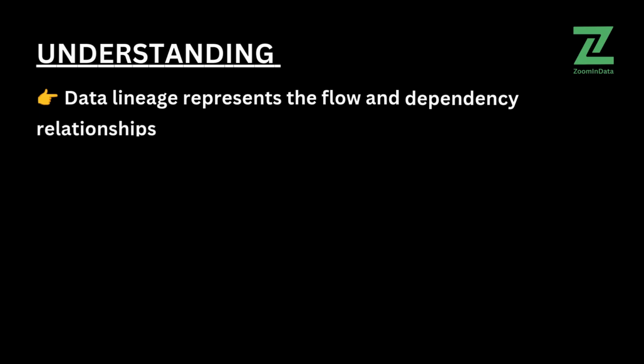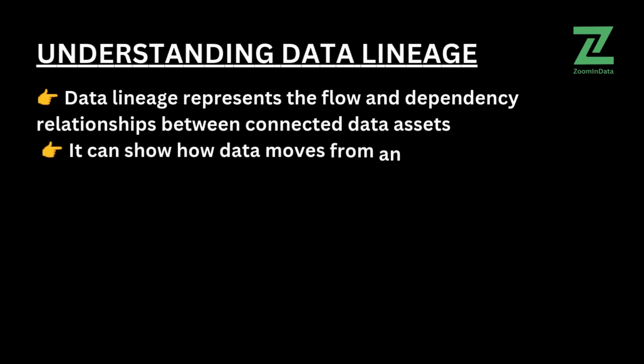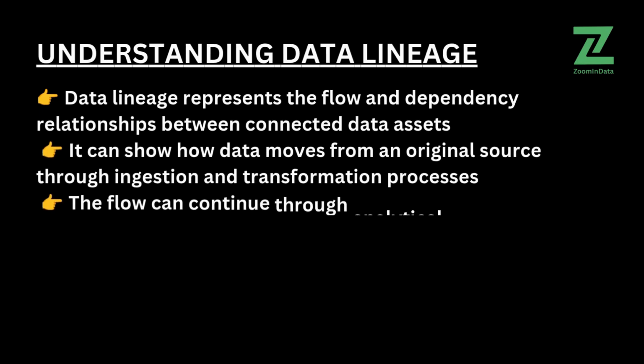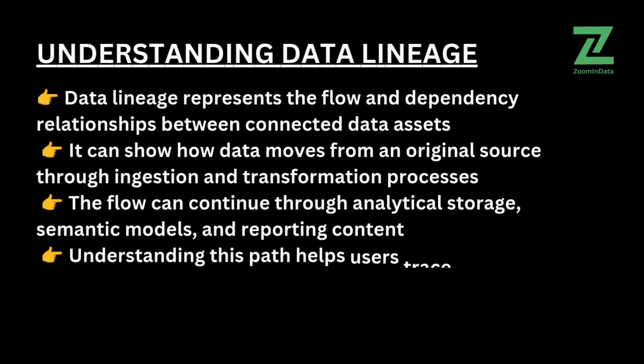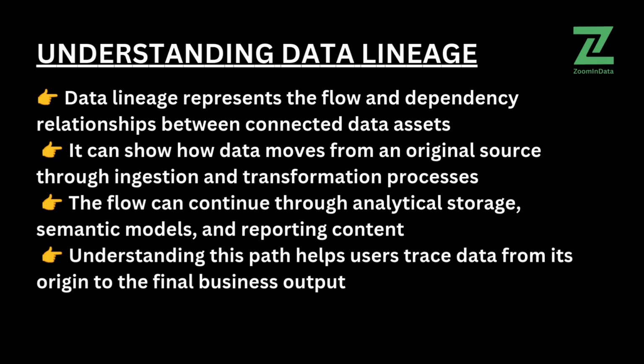Data lineage represents the flow and dependency relationships between connected data assets. It can show how data moves from an original source through ingestion and transformation processes. The flow can continue through analytical storage, semantic models, and reporting content. Understanding this path helps users trace data from its origin to the final business output.